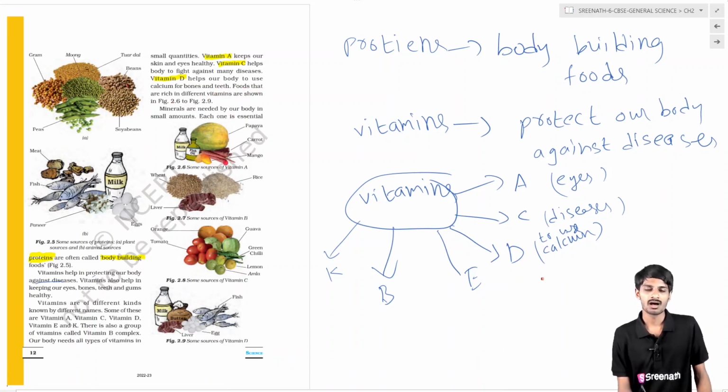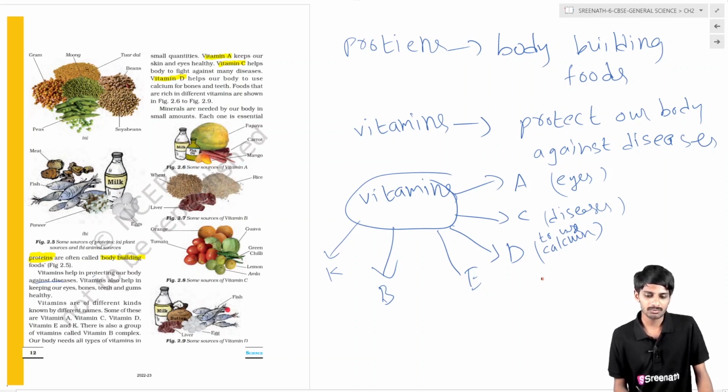What are the foods which are rich in vitamins? Vitamin A sources are milk, fish oil, papaya, carrot, mango. All these are vitamin A rich foods. Vitamin B rich foods are wheat, liver, rice. And vitamin C rich foods are orange, guava, tomato, chili, lemon.